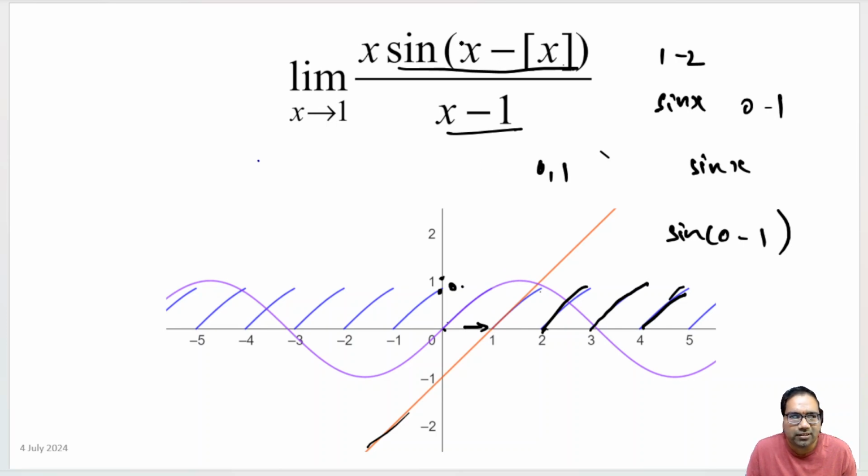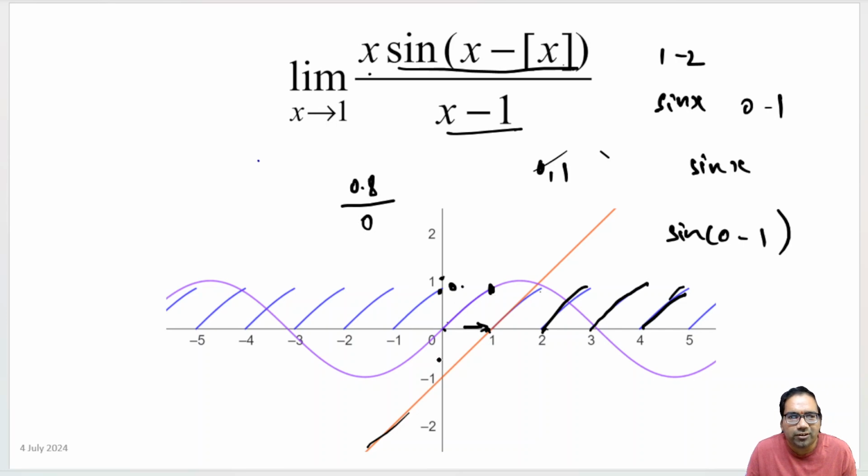Approaching from the left, if you look at this part only, sine of x minus the absolute value of the greatest integer function of x, divided by x minus 1. x is somewhere here, so x minus 1 is closing to 0, and the sine of x minus 1 into x is close to 1, right? The numerator is somewhere around 0.8, and the denominator is around 0 roughly.